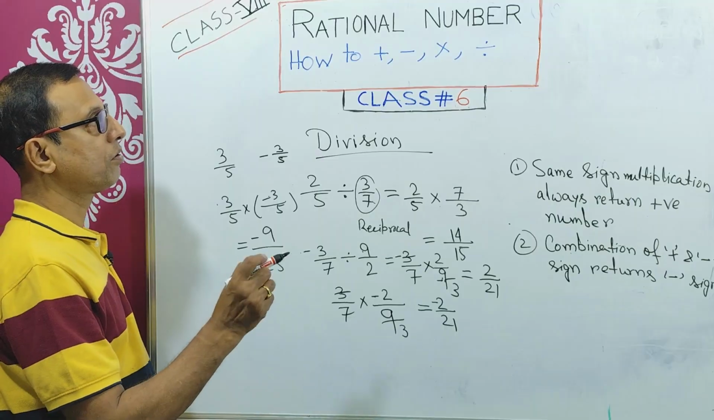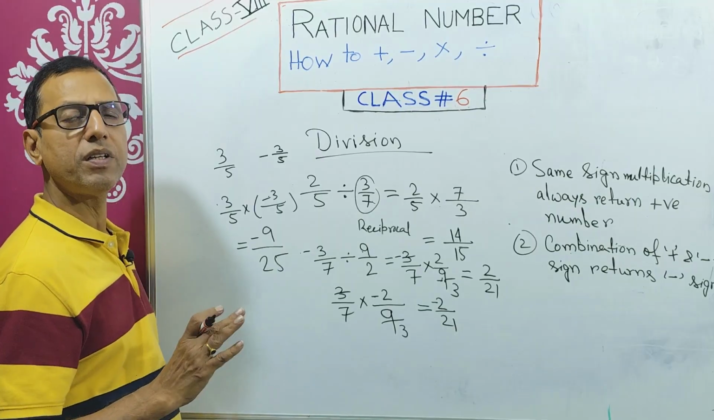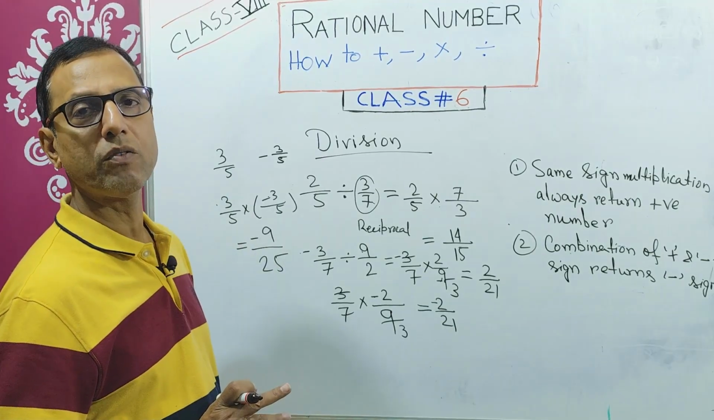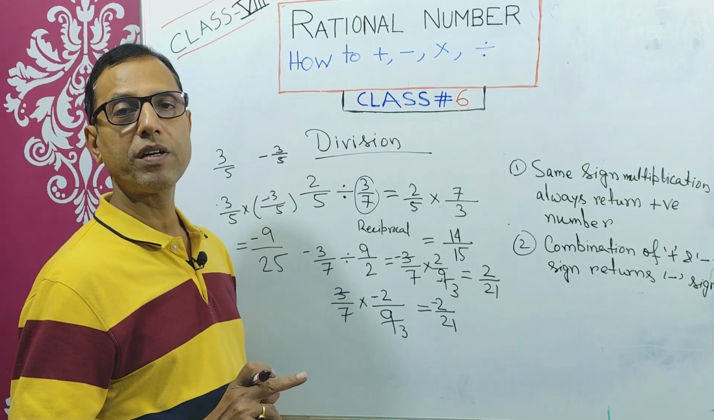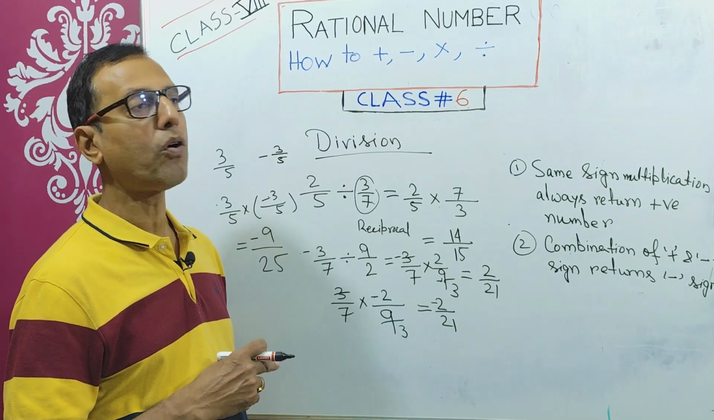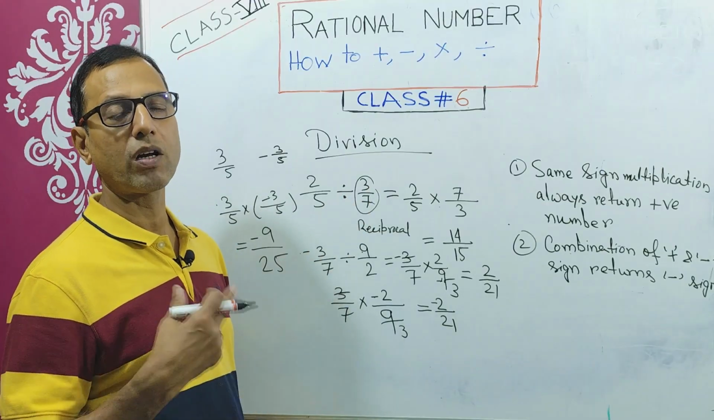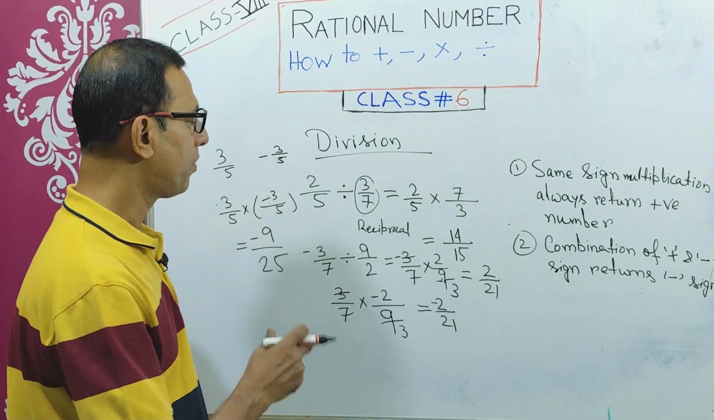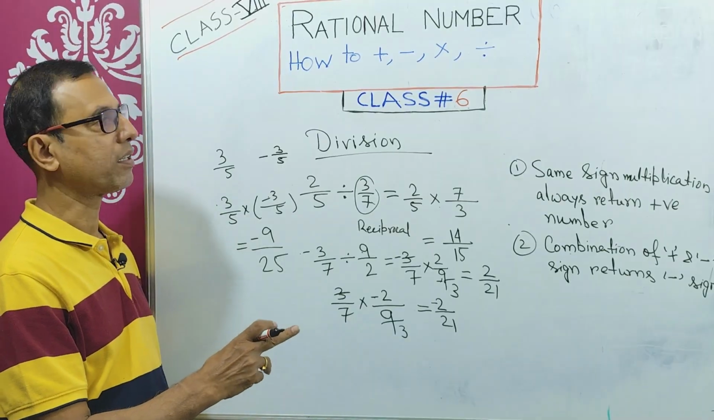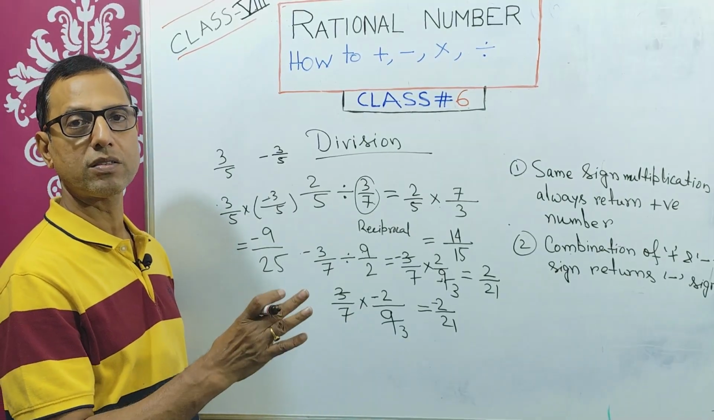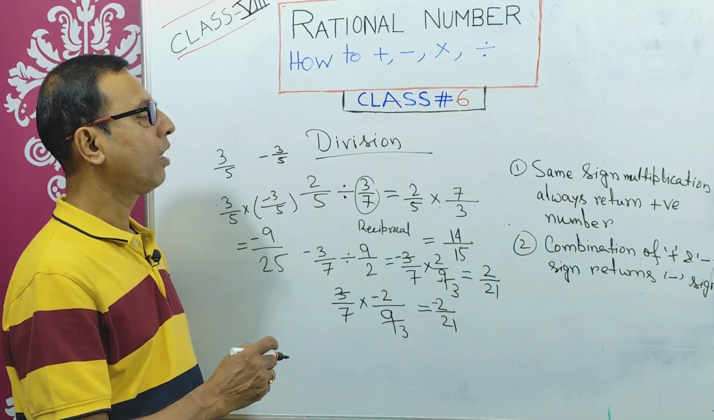Okay. So this is the last class. If it is possible, I will try to make one video covering examples for all the topics up to this class 6 for rational numbers. Either 1 or 2 videos I will try to make. But I hope you have understood whatever I have covered in all the classes of rational numbers.